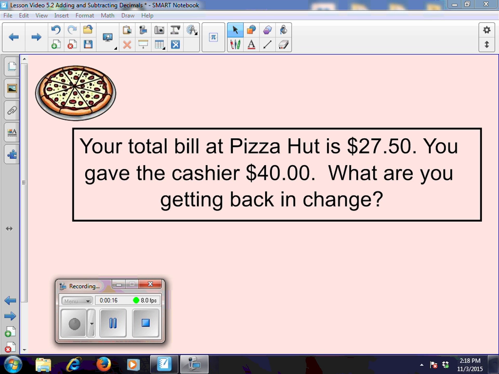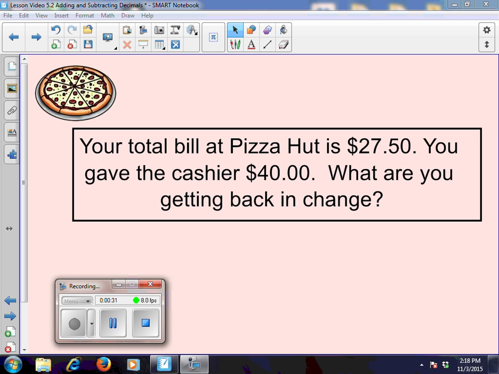You are going to constantly be in situations where you're going to have to add and subtract decimals. Hopefully you'll have a calculator or the calculator in your phone, but sometimes you're not going to have that. So you're going to need to have some strategies on adding and subtracting.